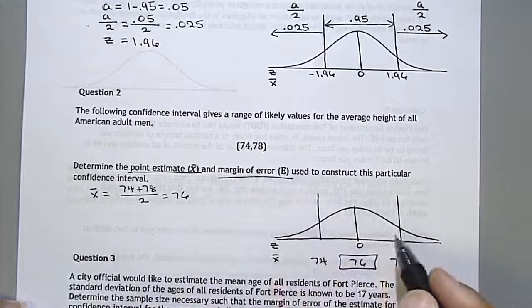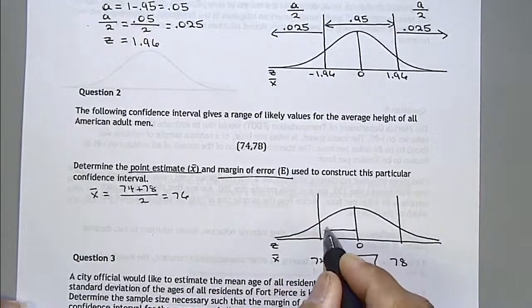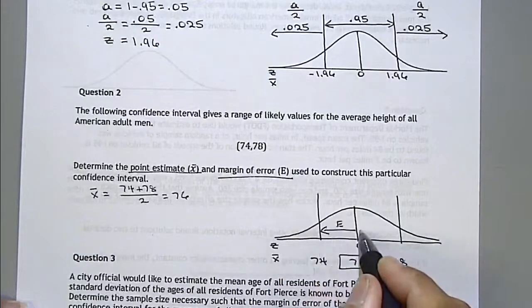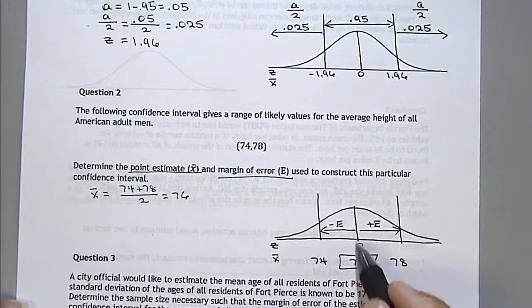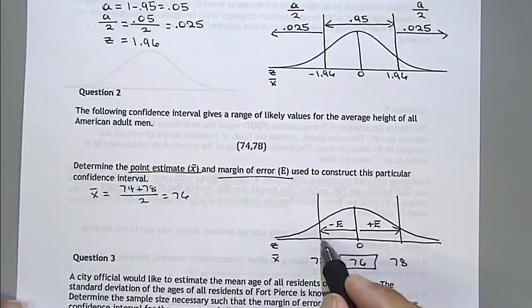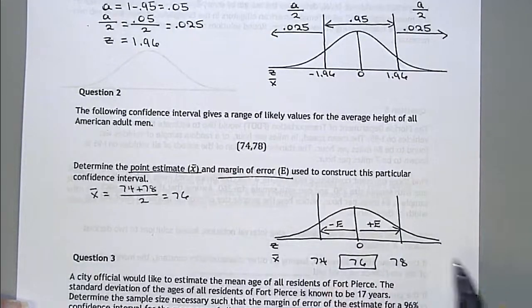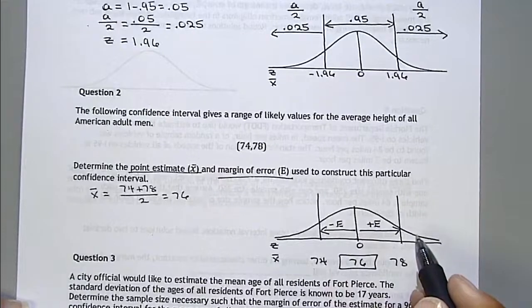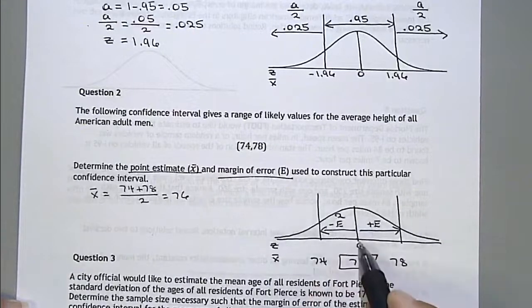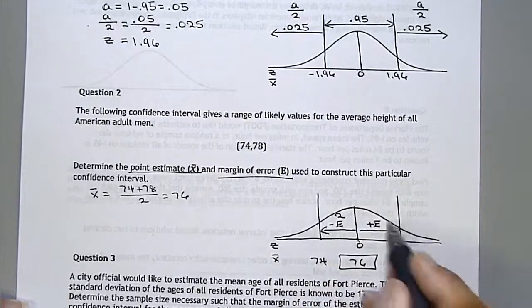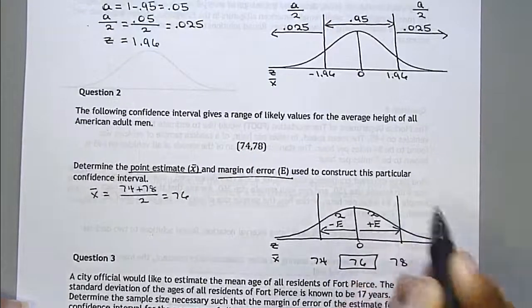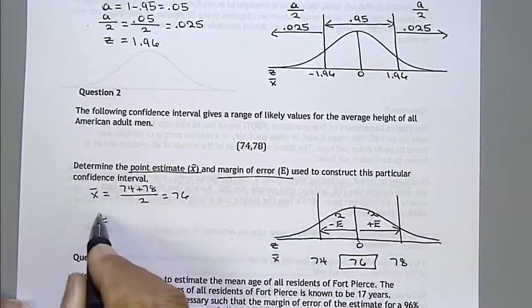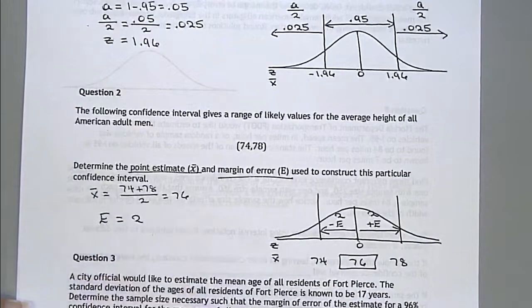What's the margin of error? Well, the margin of error is always what we go plus or minus the mean, right? Well, what's the distance between 76 and 74? 2. What's the distance between 76 and 78? Come on, quick. 2, thank you. And that means our margin of error is equal to 2 on that one.